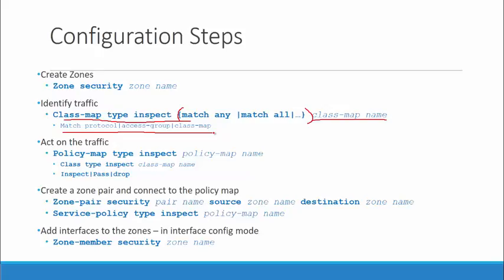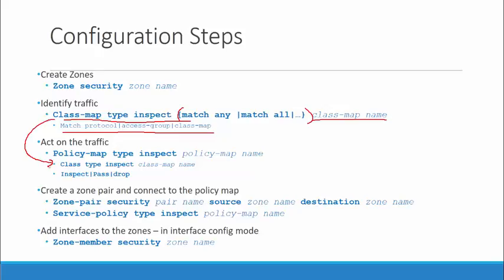Next, I've got to do something with that traffic. So once that traffic of that type comes in and it matches something, what do I want to do? So let's go ahead and act on that traffic. We'll do that with our policy map command. So policy map type inspect, and then give it a policy map name. Inside the policy map, I want to call my class map that I created up here. I'm going to call that down here.